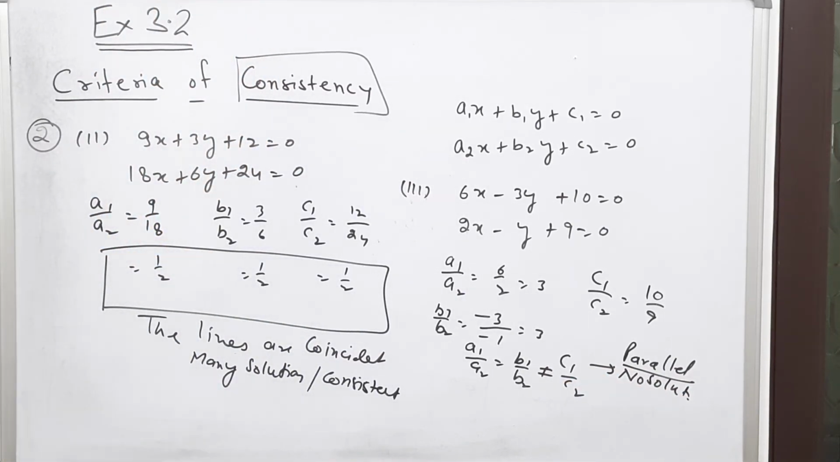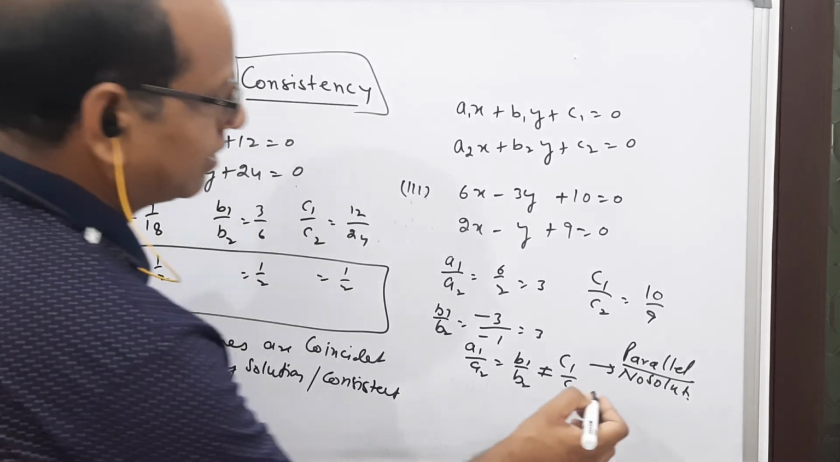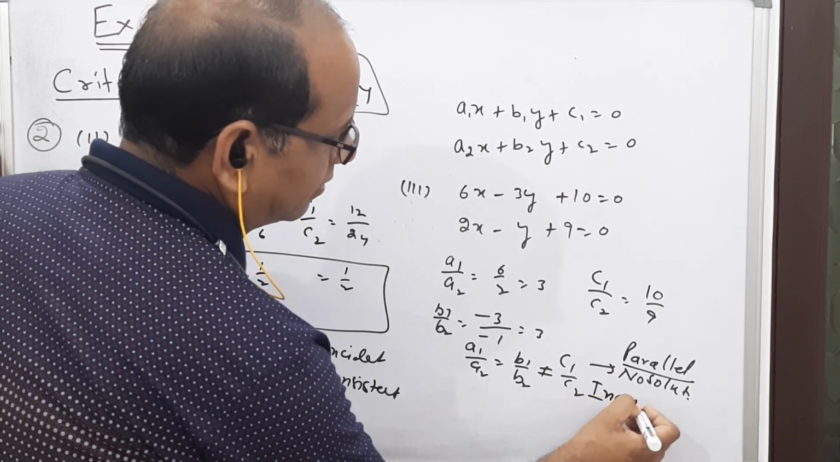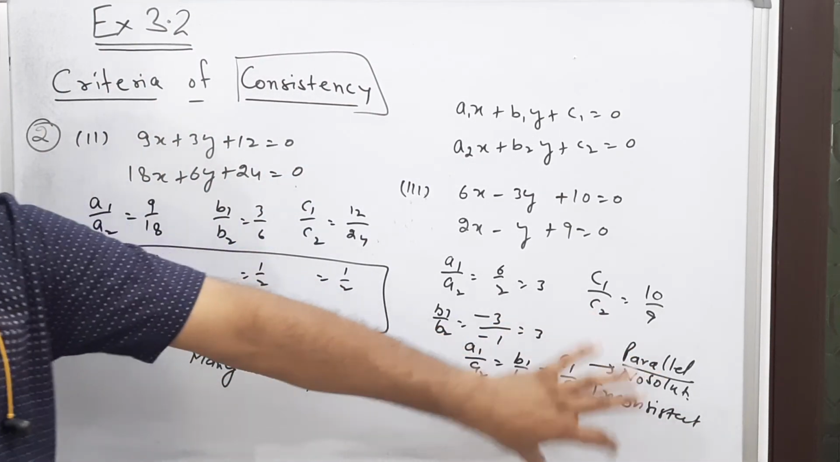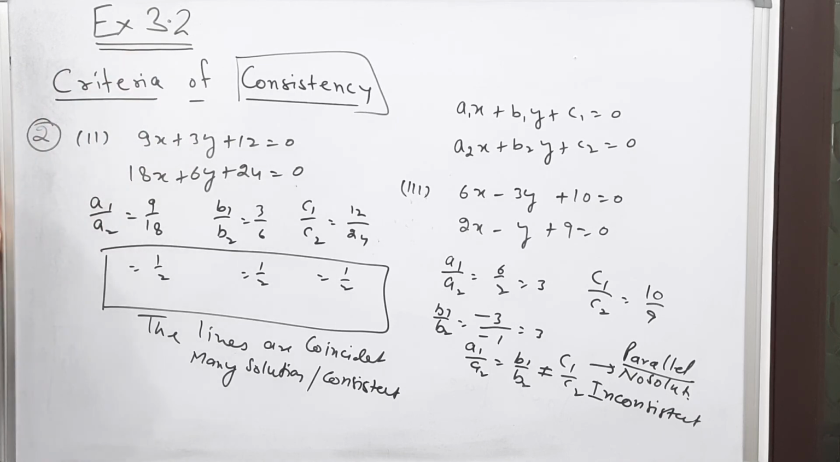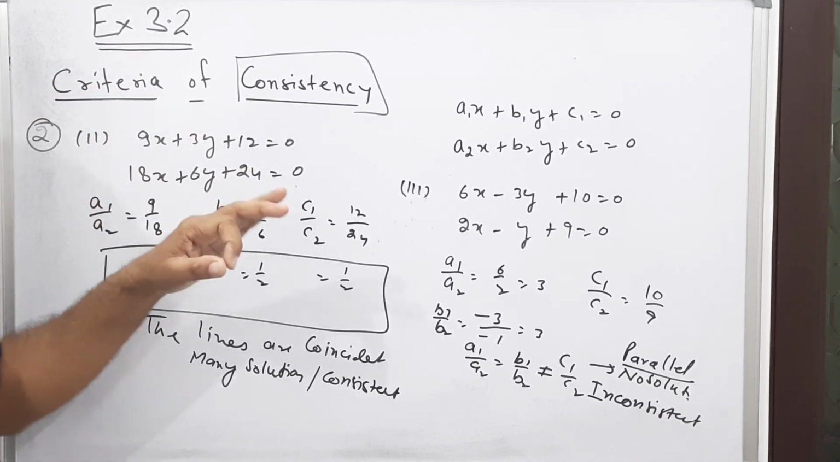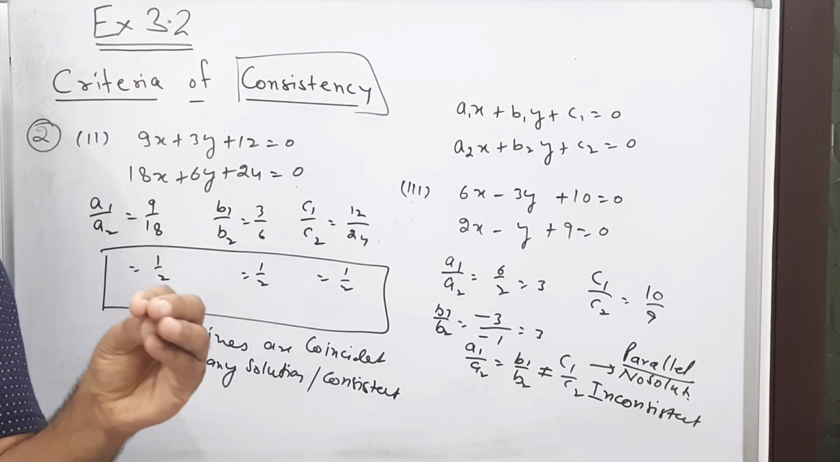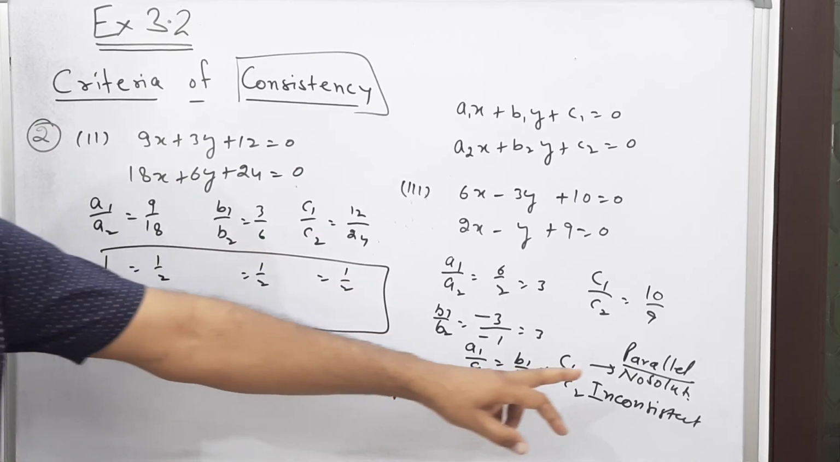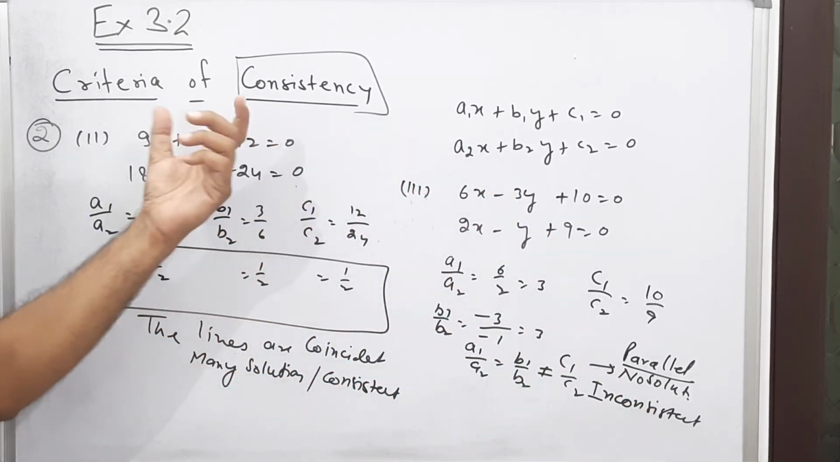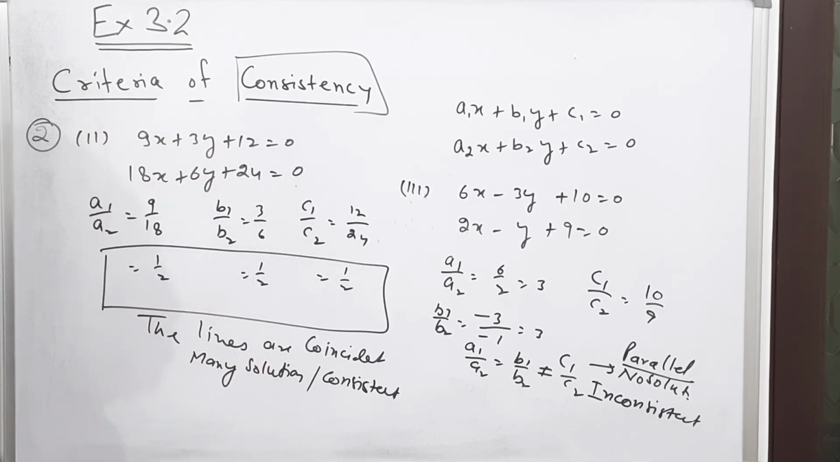Or what is the third part? Come on. Parallel lines, no solution. And the third part, very, very important, is inconsistent. So I am explaining you all three things together under the criteria of consistency. Consistent means the lines are intersecting or overlapping. Inconsistent means the lines are parallel, and when the lines are parallel there will be no solution. When the lines are intersecting there will be a unique solution. When the lines are coincident there will be many solutions.